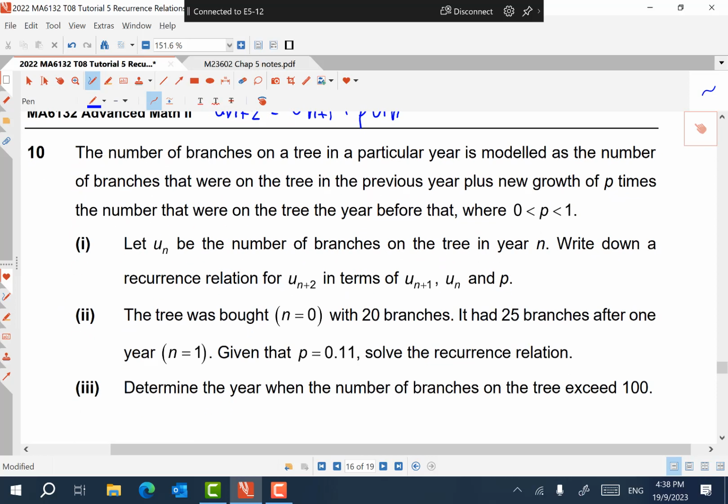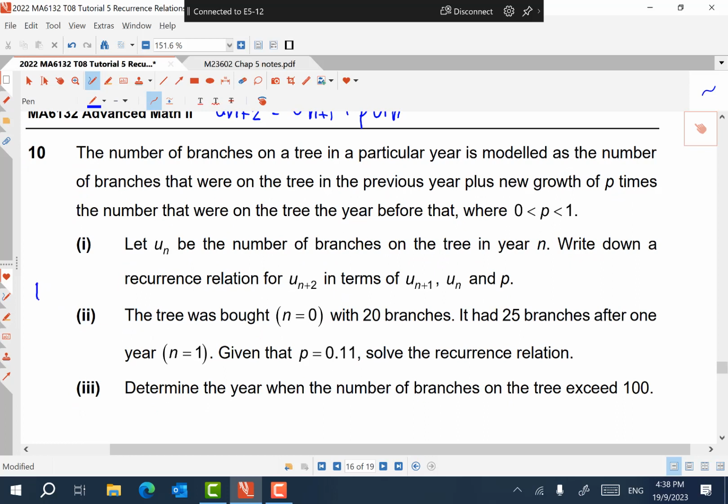In part 2, what they're trying to say is that you start off with 20 branches. You bought a new tree, and the tree comes with 20 branches. Okay? Then it says after 1 year, 1 year later, it becomes 25. So you read the part 2.